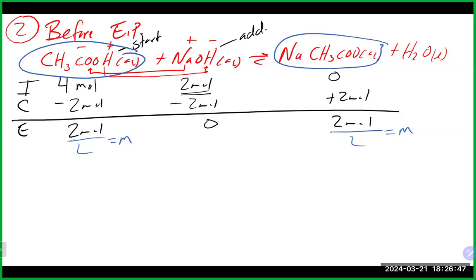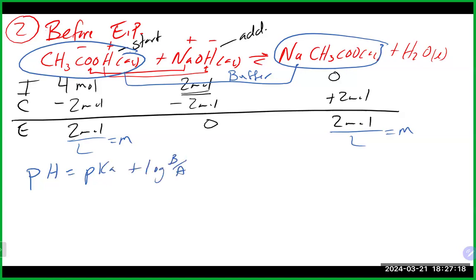Are those things related to each other? Acetate and acetic acid, they are related to each other. They are a buffer. That is a weak acid and the salt of its conjugate base, your classic definition of a buffer. Because this is a buffer, if I want the pH at this point, probably the easiest way is to go right into your Henderson-Hasselbalch equation.